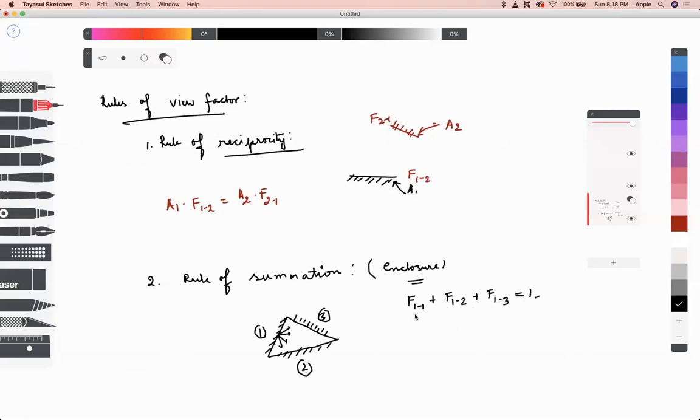This is applied for surface 1. You can apply it for surface 2 also, so F2 to 1 plus F2 to 2 plus F2 to 3 will also be equal to 1. Similarly, F3 to 1 plus F3 to 2 plus F3 to 3 will also be equal to 1. And it does not matter how many surfaces are there in the enclosure, 4, 5, 6. You can apply it for n number of surfaces, but the only thing is that it has to be an enclosure. It should not be open on any side.